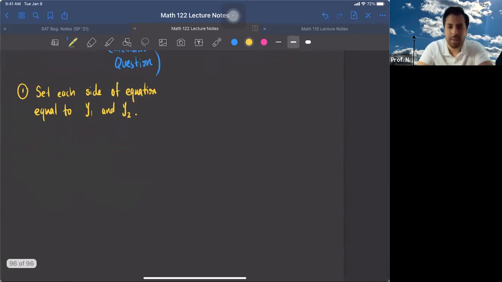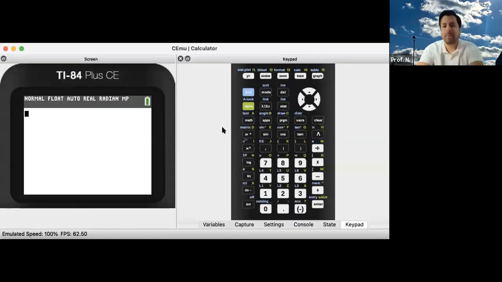So what I'm going to do is share my screen, and I'll show you a graphing calculator. So here we have a graphing calculator. Of course, this is an emulated version of it. Hopefully you guys have the actual thing with you.